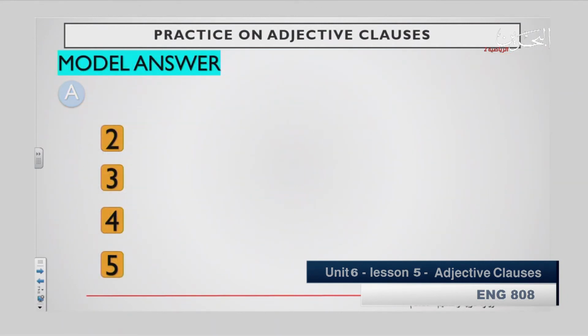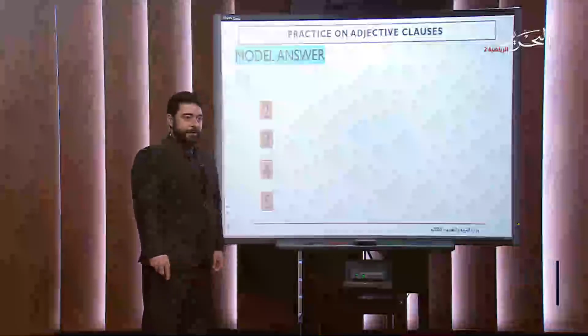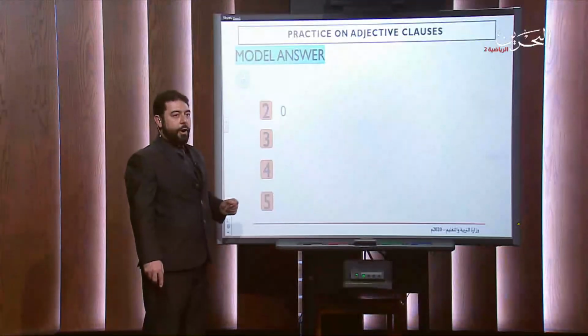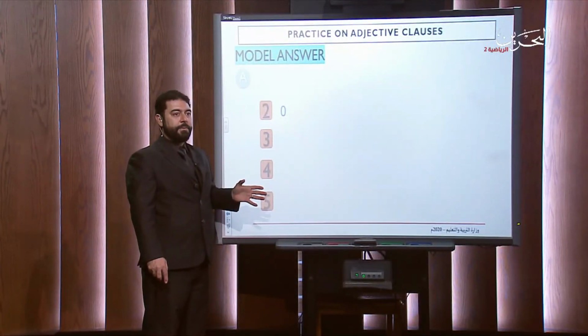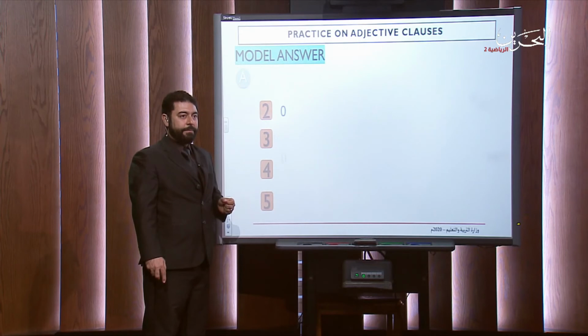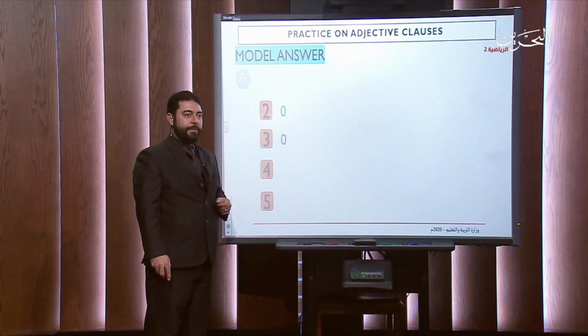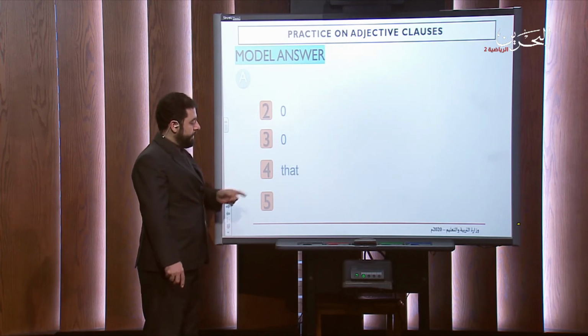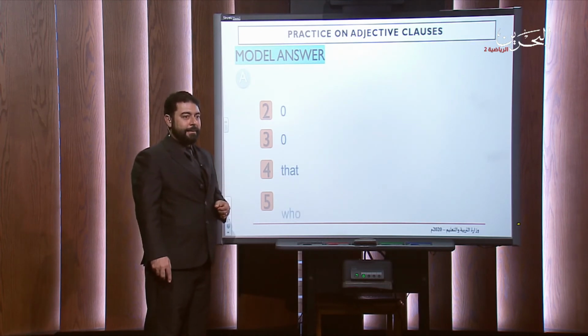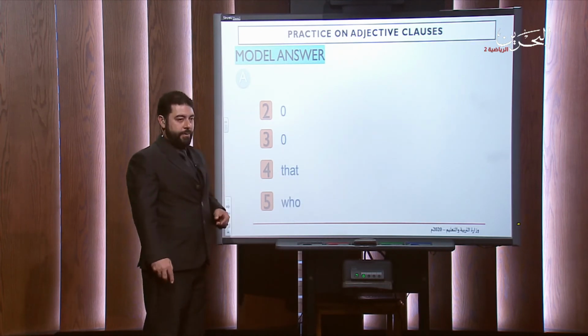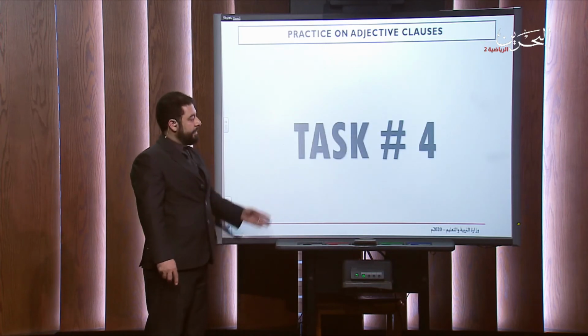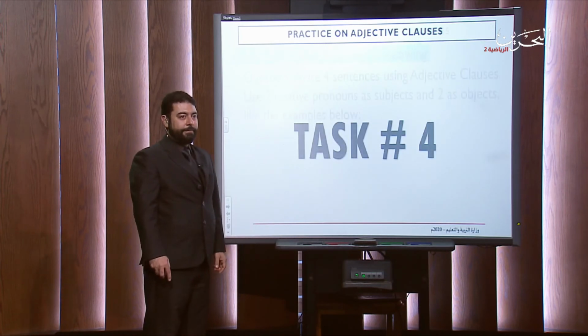Okay, now let's check the model answer. Number 2, it's optional, so the relative pronoun can be omitted. 3, it is the same. The relative pronoun can be omitted. Number 4, you should write that. Number 5, you should write who. All right, let's jump to task number 4.